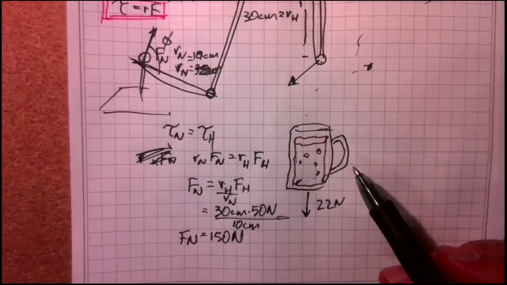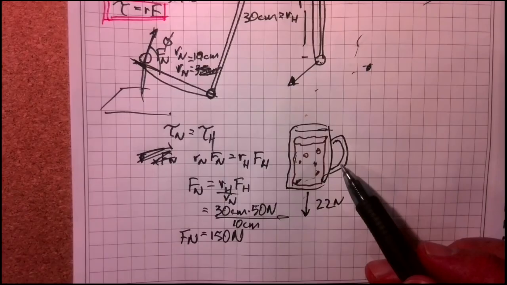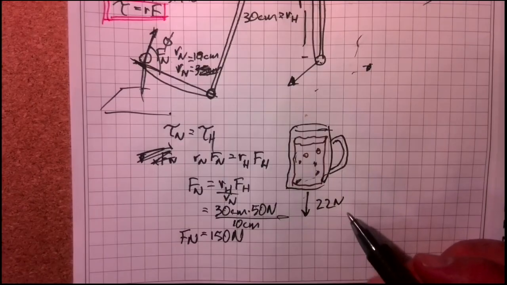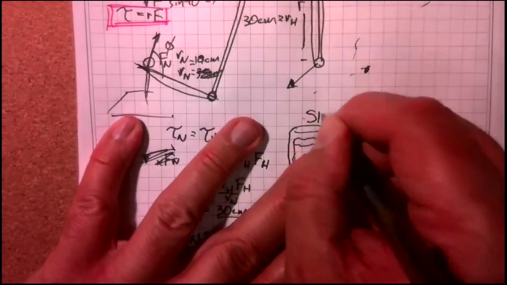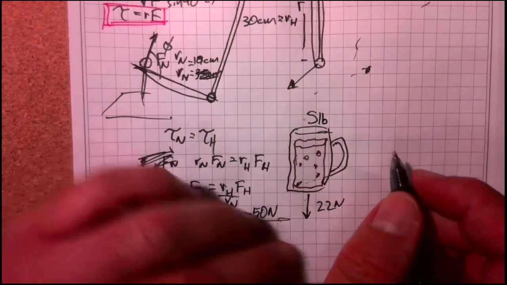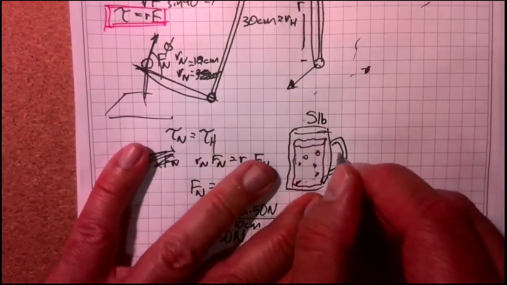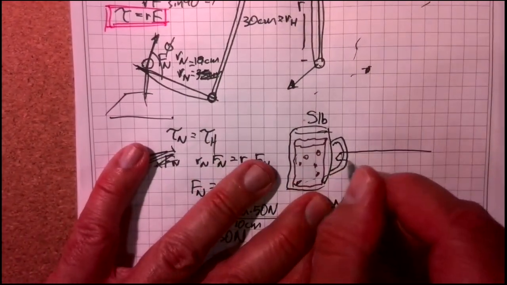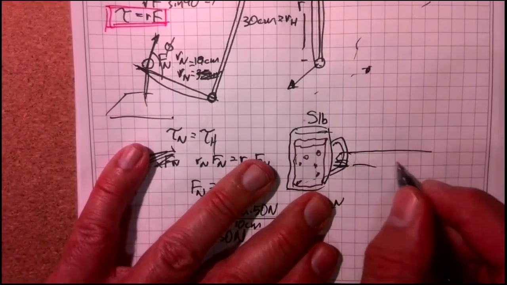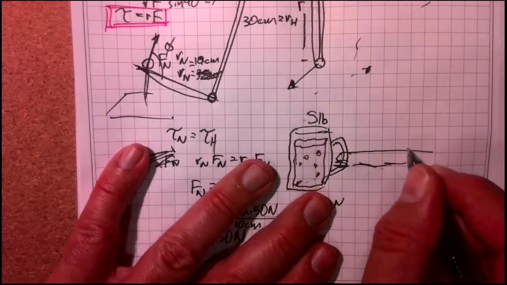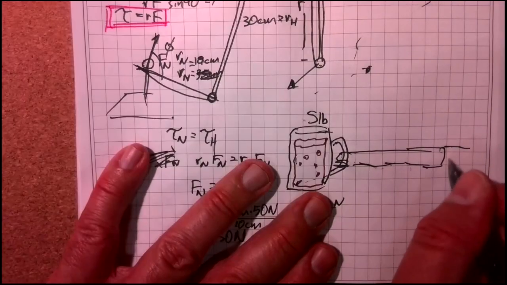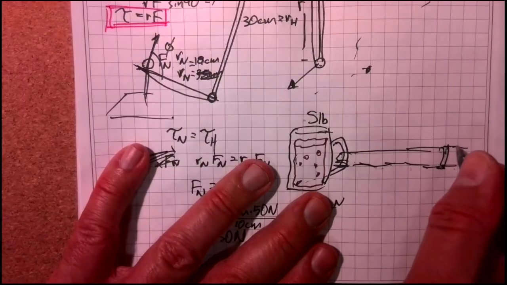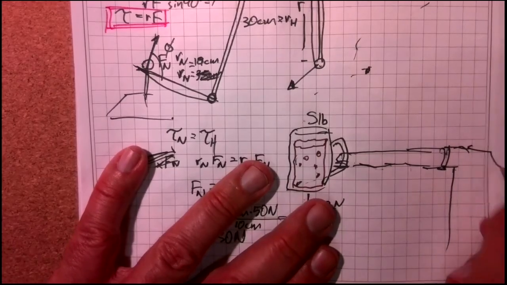So basically what you need to do is get something that weighs 5 pounds. And I want you to hold it out at shoulder level. You can use a weight, or you can fill up a beer stein and put liquid in it. You're gonna hold this out at arm's length. Here's your shoulder, so your shoulder needs to be straight.